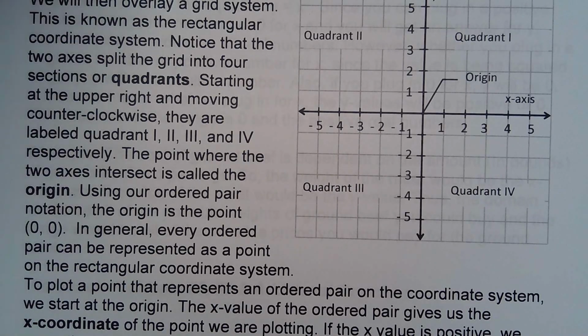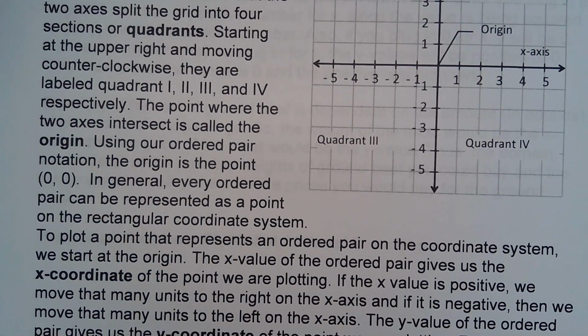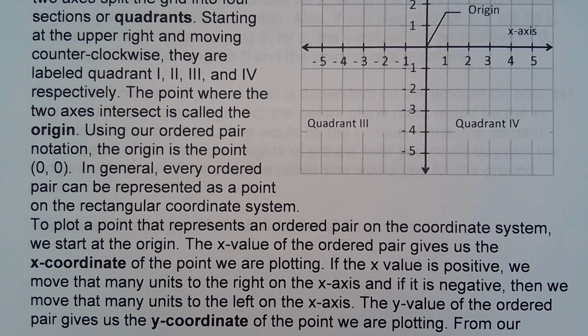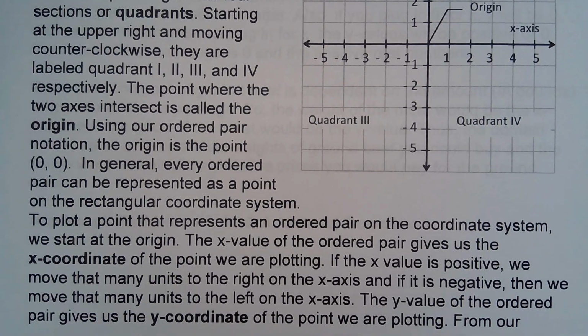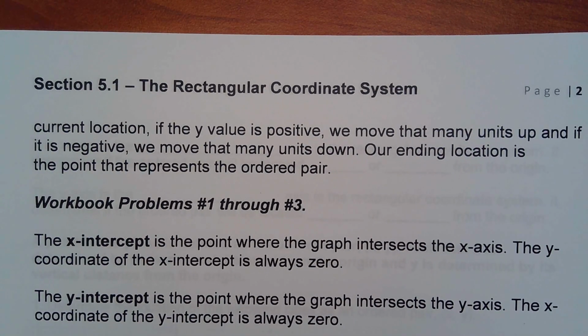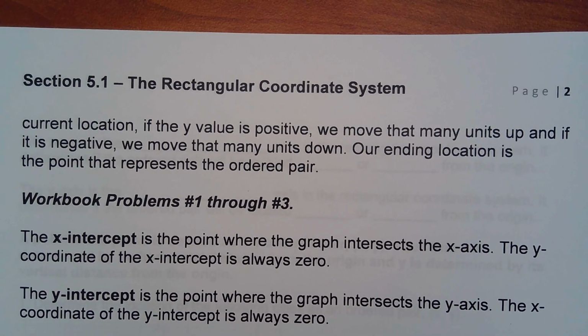To plot a point that represents an ordered pair in the coordinate system, we start at the origin. The x value of the ordered pair gives us the x-coordinate of the point we're plotting. If the x value is positive, we move that many units to the right on the x-axis. If it's negative, then we move that many units to the left on the x-axis. The y value of the ordered pair gives us the y-coordinate of the point we are plotting. So from our current location, if the y value is positive, we move that many units up. If the y value is negative, we move that many units down. Our ending location is the point that represents the ordered pair.